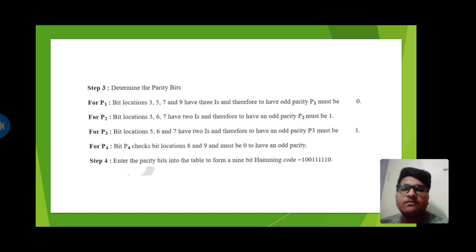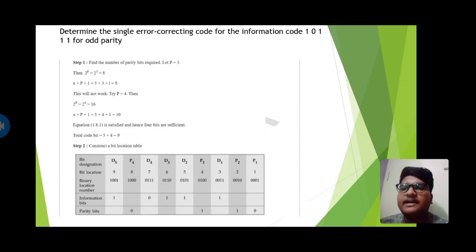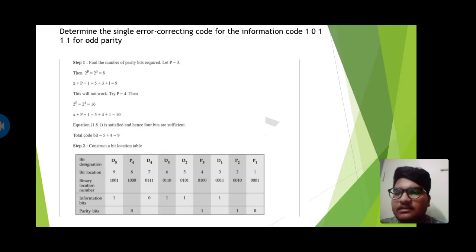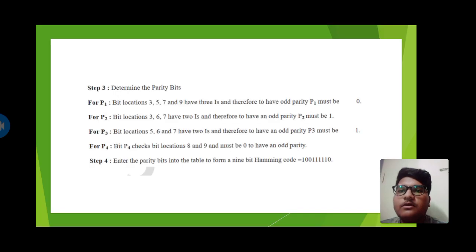The corresponding one we should have to place the parity bit. As it's given an odd parity, there should be an odd number of ones at 3, 5, 7 and 9. As we can see, at 3, 5, 7 and 9 we are having 1, 1, 0, 1. So we are having an odd number of ones, so it is an odd parity. So P1 must be 0 to become an odd parity set.